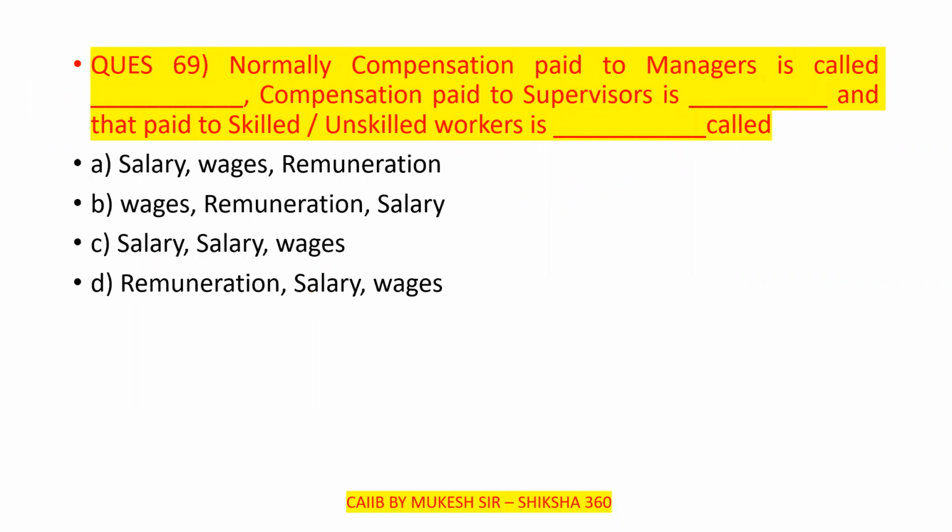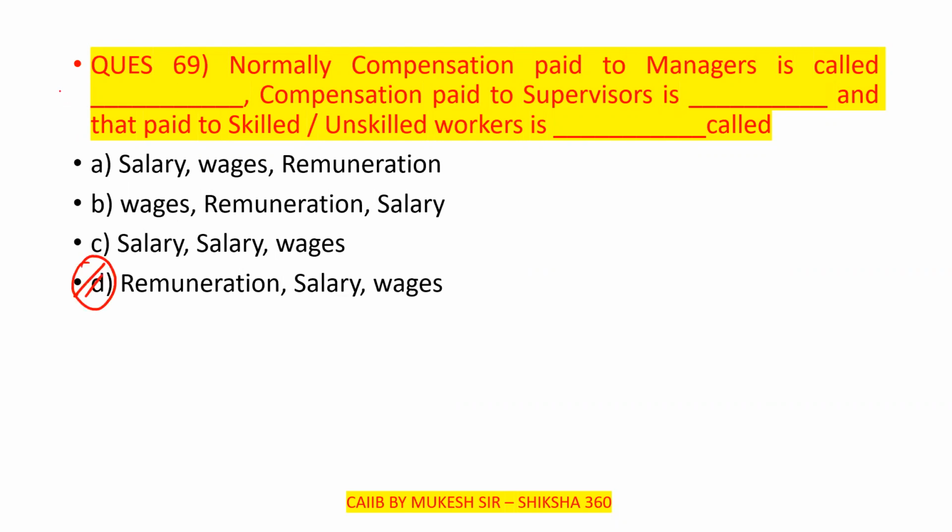Normally compensation paid to, I think this point I have also discussed in the last session. Normally compensation paid to the managers is called dash. Compensation paid to the supervisor is called dash. And paid to the skilled, semi-skilled and unskilled workers is called dash. So what is the correct answer, clear? To the managers, it is known as remuneration. For the supervisor, it is called salary, and for the skilled or unskilled workers, it is called wages, clear. So option number D is the answer here, clear.